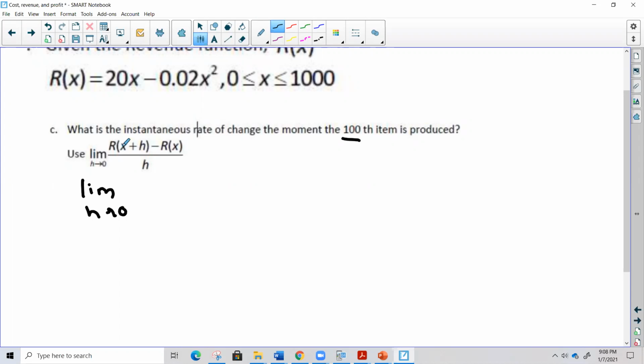Okay, so for r of x plus h, everywhere I see an x, I'm going to substitute in x plus h. So I have 20 times x plus h minus 0.02 times x plus h squared. And you can always do this first and simplify and put it on the side before plugging it into the equation. It might make it a little bit easier.